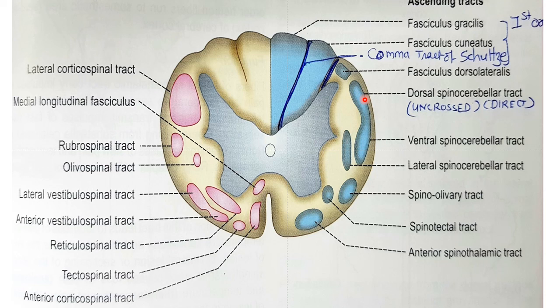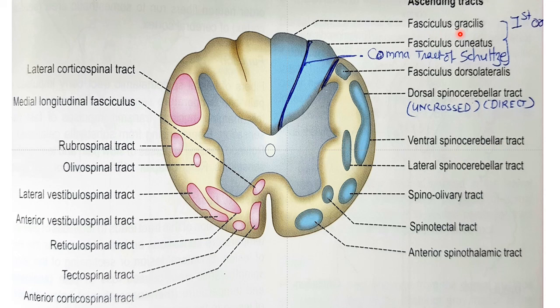located, first point; second, from where it is originated; and where it terminates. So this terminology is very clear in this section. There is a ventral spinocerebellar, lateral spinocerebellar.